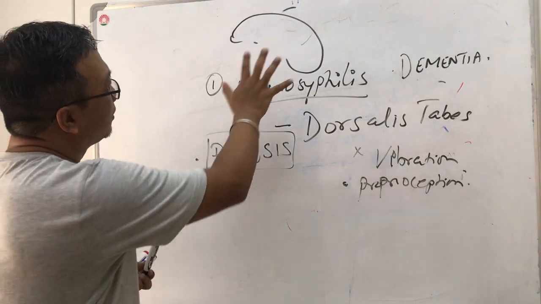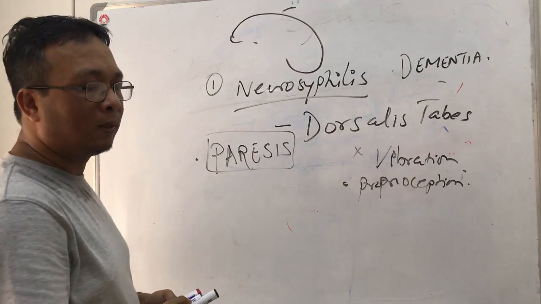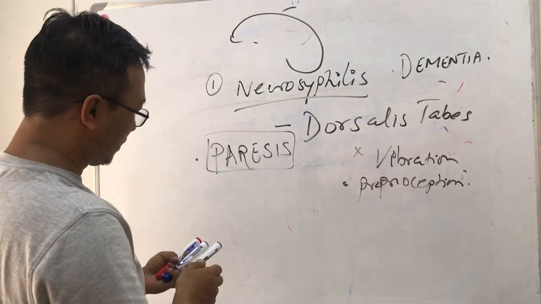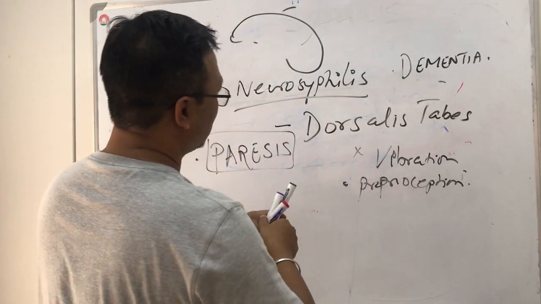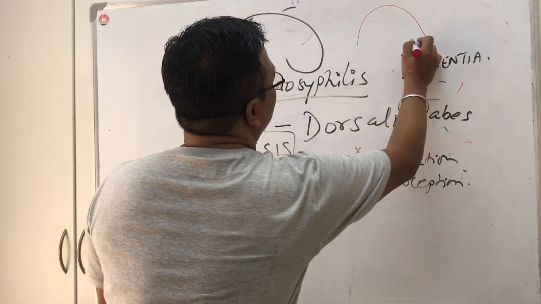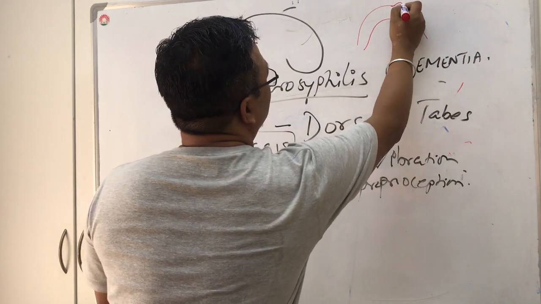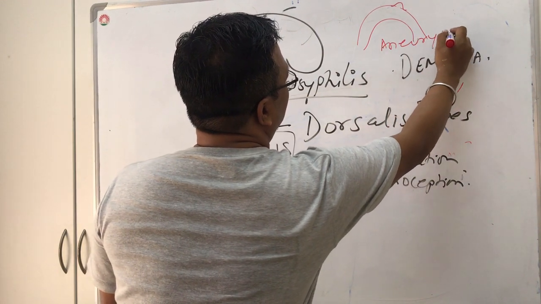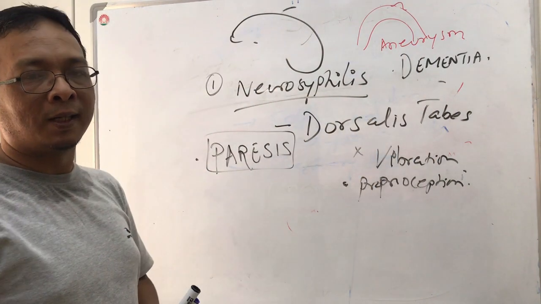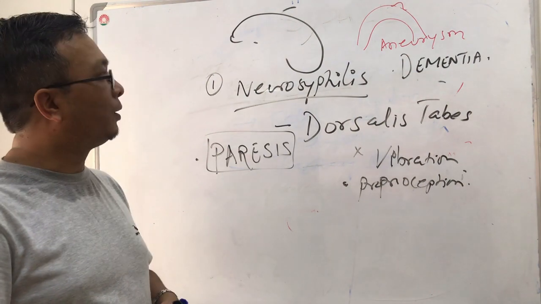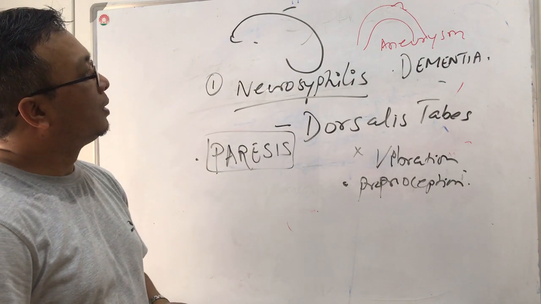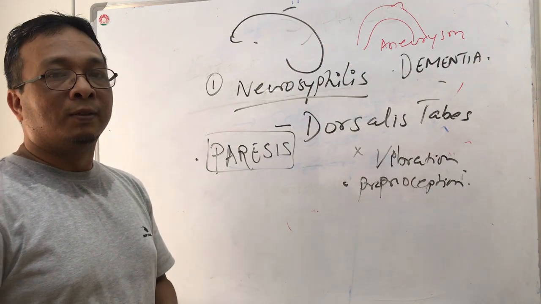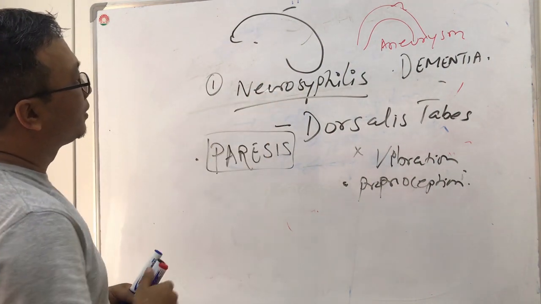The second thing, it can also affect the patient's heart. So what can happen in the heart? In the arch of the aorta, it can cause aneurysm. By causing aortitis and aneurysm of the aorta, it can cause what is called a syphilitic aneurysm, that is in the heart.